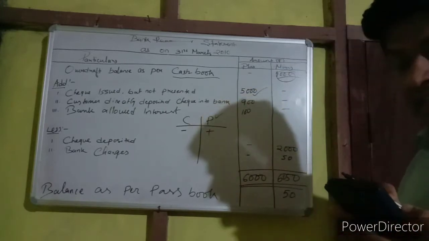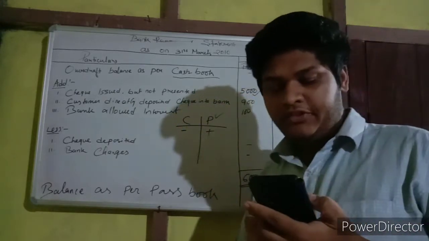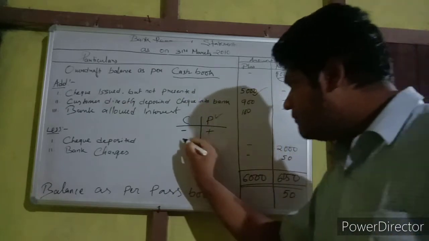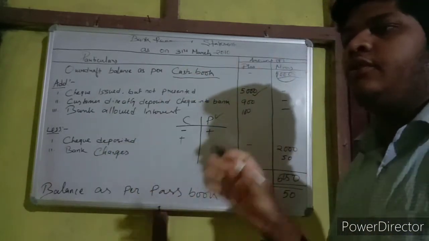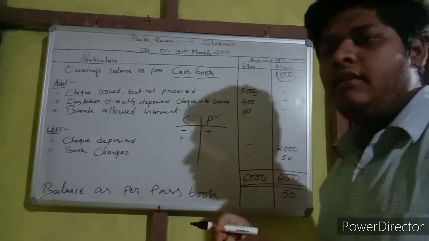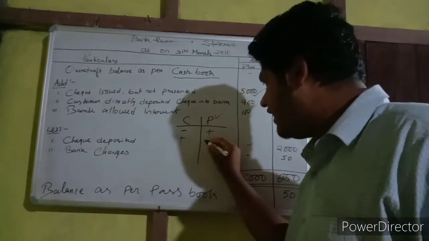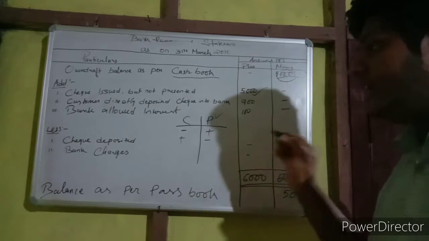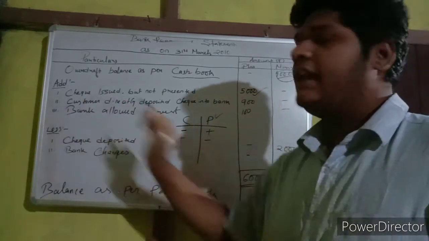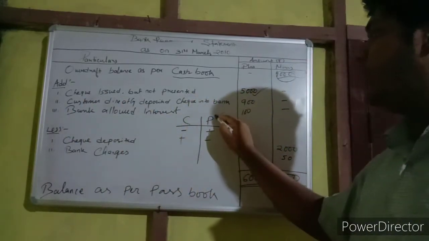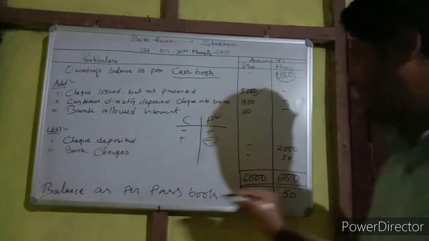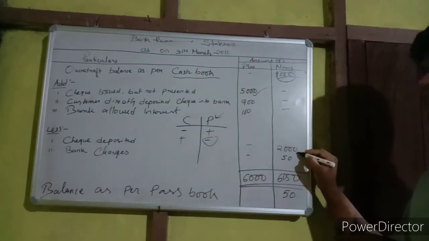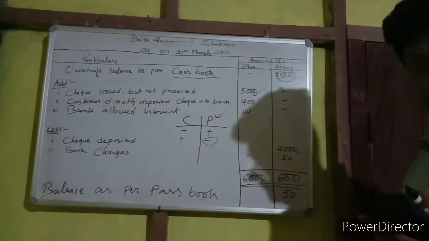Next is check deposited but not collected. You deposited a check. Deposited means you deposit money into your account. You know your money has been added in your records, but it has not been added yet in the bank. So you have to write it in the less column. Though we are following the passbook, in the passbook it became minus. So for the check deposited, write your amount in the minus column, that is rupees 2000.